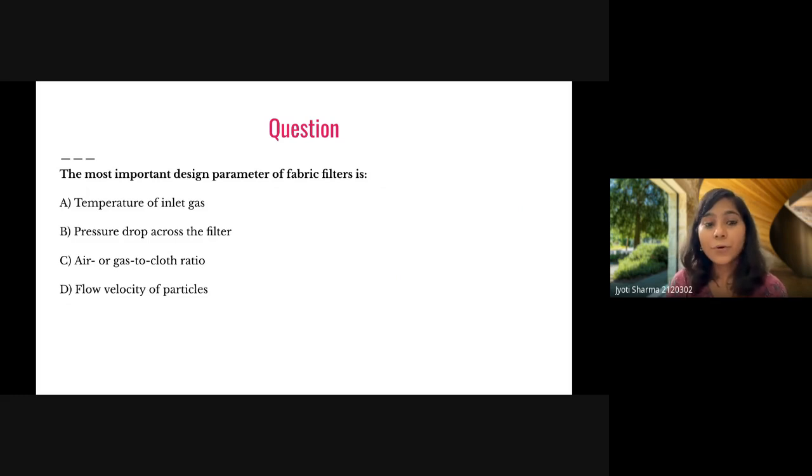Which is the most important design parameter we should have before designing the filter, fabric filter? Okay, so I'm getting a B answer from Venkateshwara: pressure drop across the filter. You can correct, you can give me another option, then I will say, okay, this is the right answer. But B is not the right one.